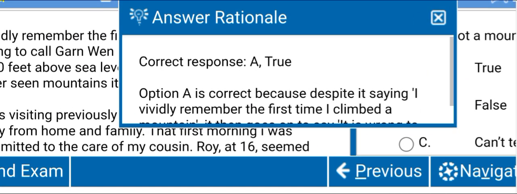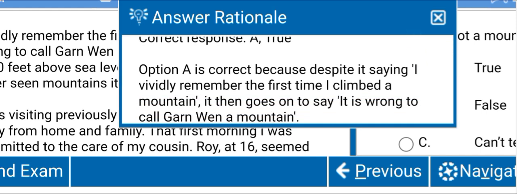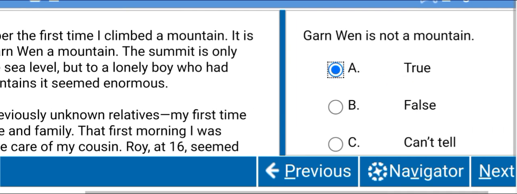So the correct response is A, which is true. And option A is correct because despite it saying, I vividly remember the first time I climbed a mountain, it then goes to say it is wrong to call Gondwan a mountain. So because of this reason, we can say that option A is the correct option, which is true. So Gondwan is not a mountain.